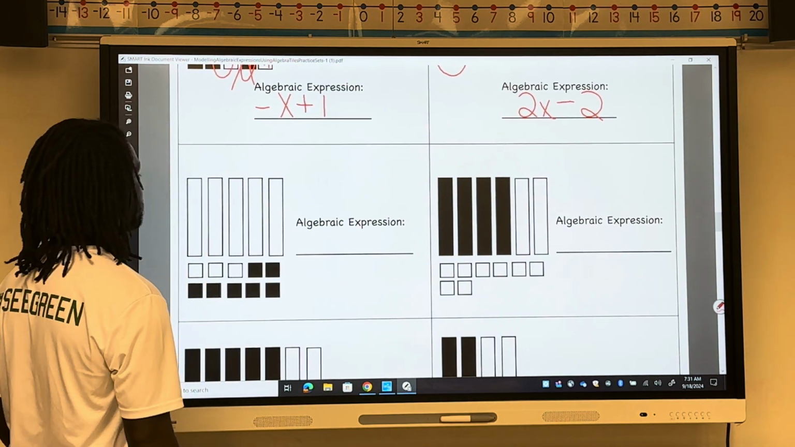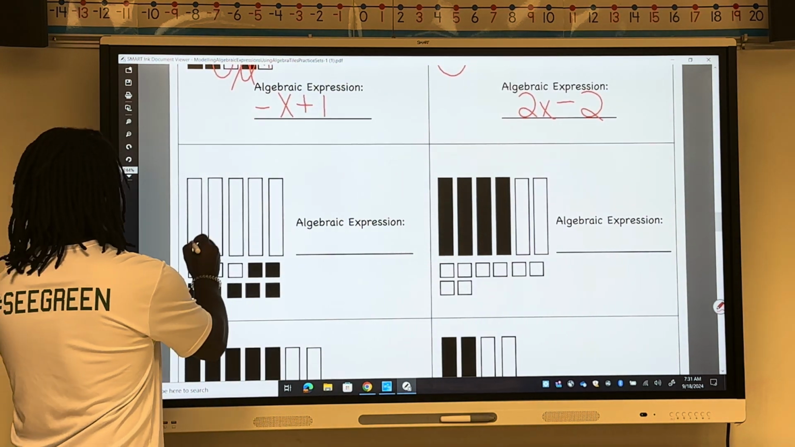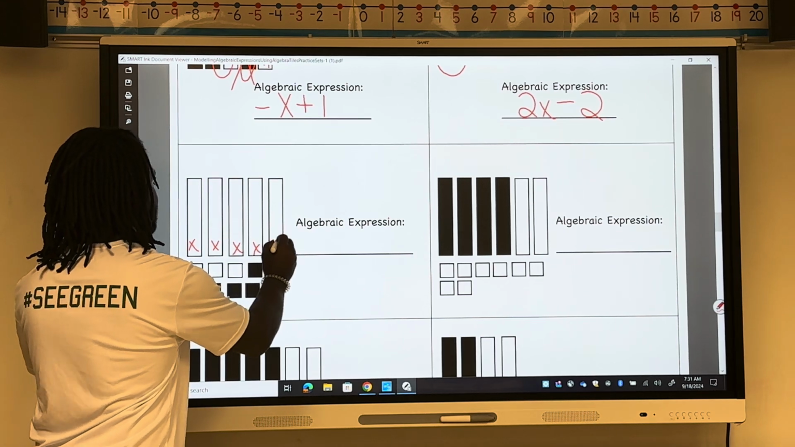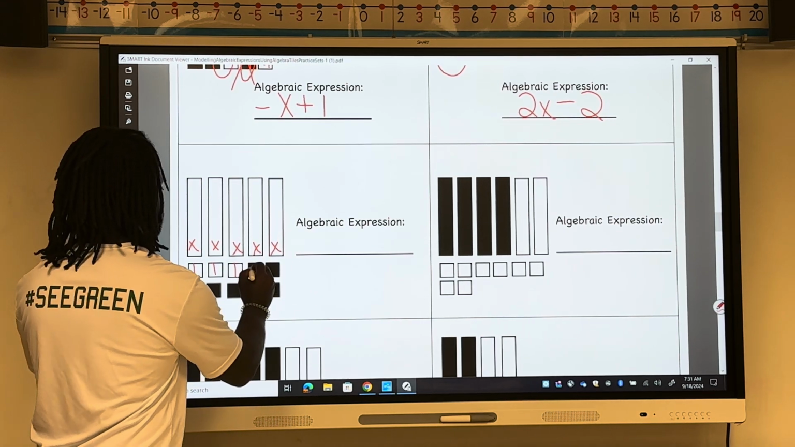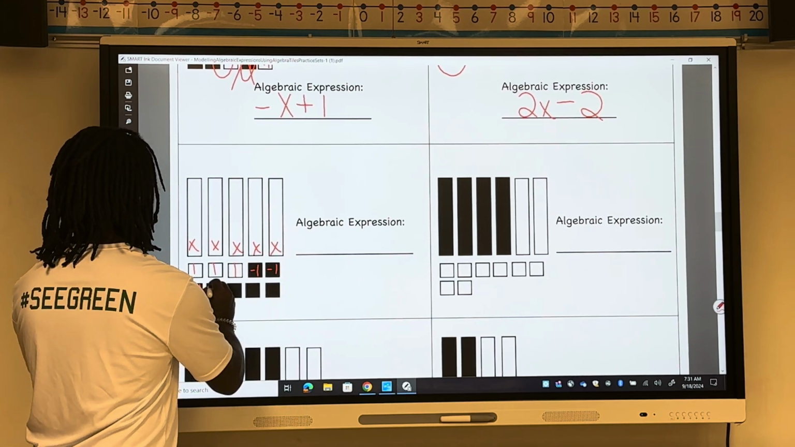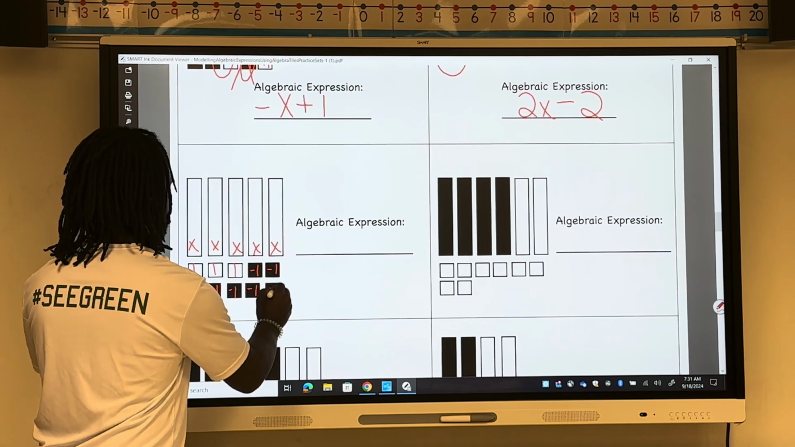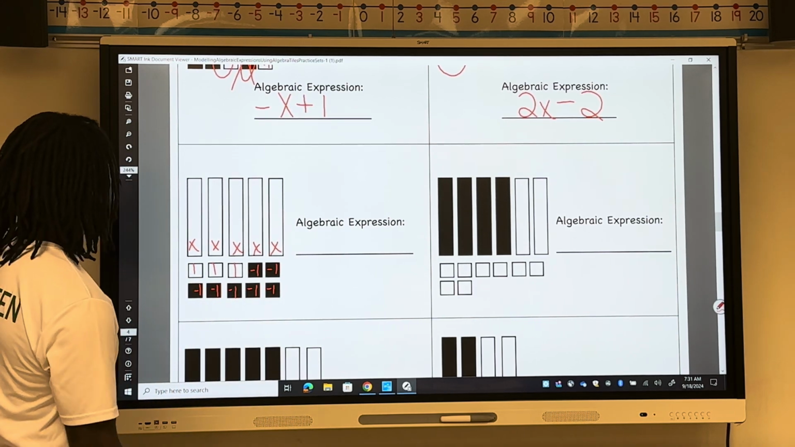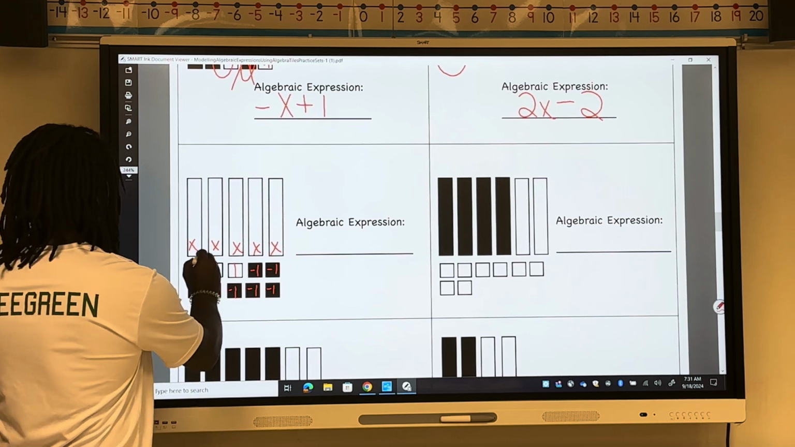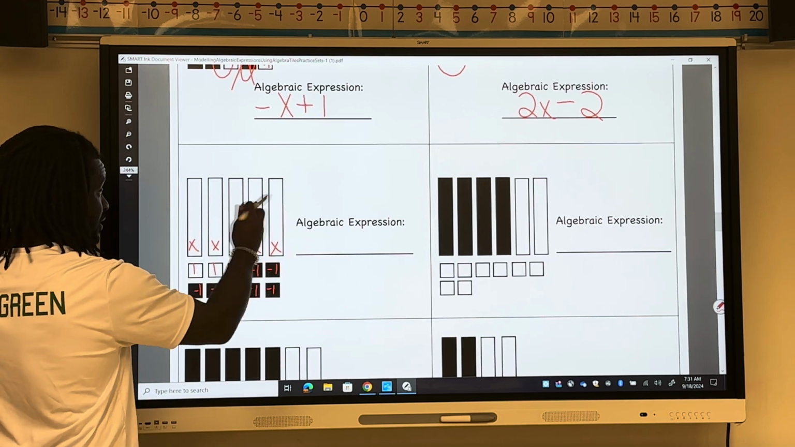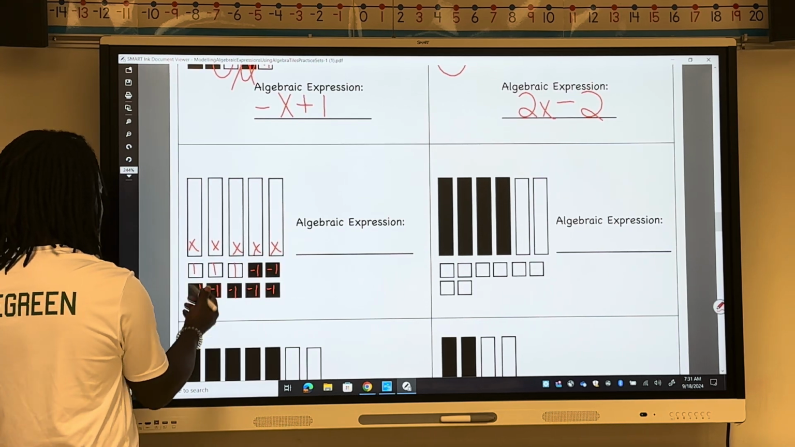So I'm looking for zero pairs. So I have 5 positive x's, 3 positive 1s, okay? So I'm looking for zero pairs. Well, I don't have any x's that are positive and negative, but I do have 1s.